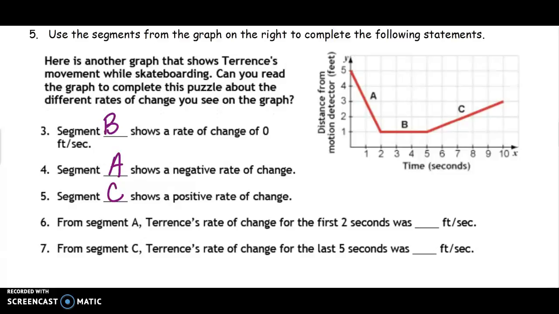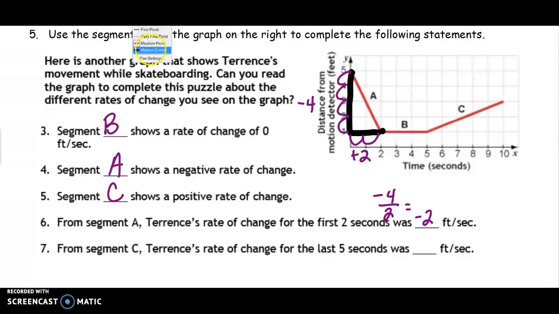So to find the slope or the rate of change in A from a graph, we have to get from this point to this one. So we're going to move along our graph down and over. We have moved down 1, 2, 3, 4 units. And since we moved down 4, it would be a -4. And then to the right 2, so that would be +2. So for the first 2 seconds, Terence was moving down 4 over 2, which simplifies to -2 feet per second. And all this means is that Terence was moving 2 feet towards the motion detector every second.